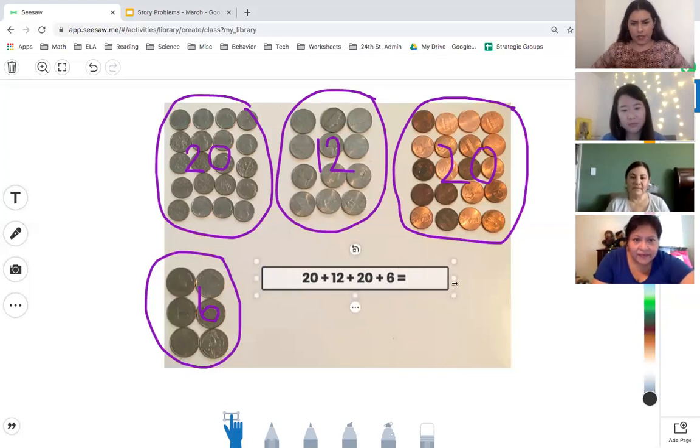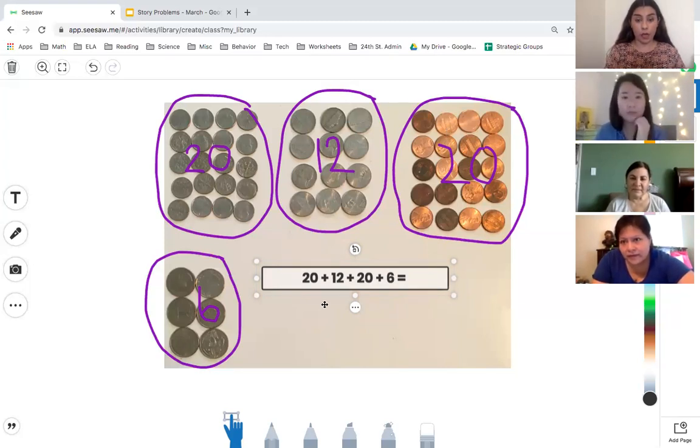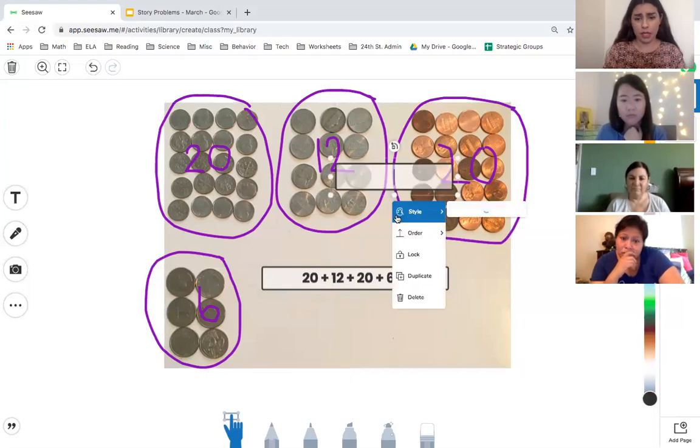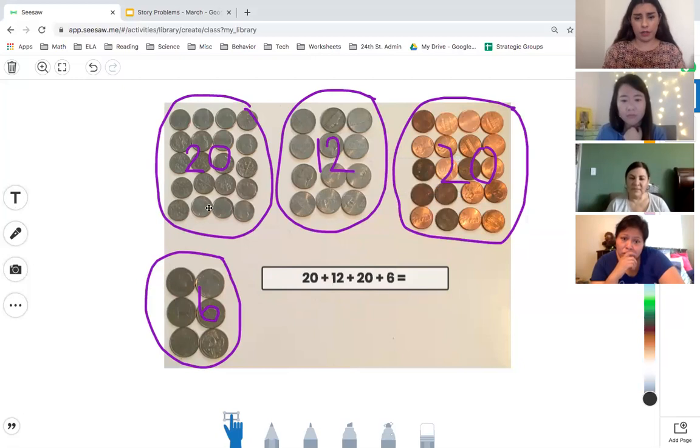So how can I figure this out? I know 20 plus 20 equals 40, and then 40 plus 6 is 46. And then I don't know, maybe I can use a tens and ones chart to help me with the last one, or I can count. I guess that would be a good one. So I have 46 plus the 12. Let's see, 46, and then 2 more.